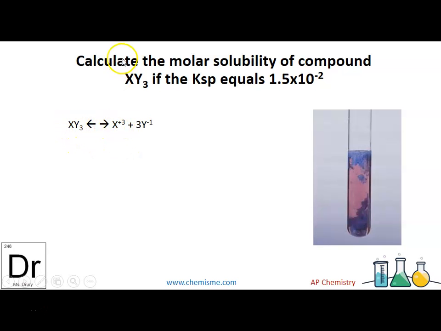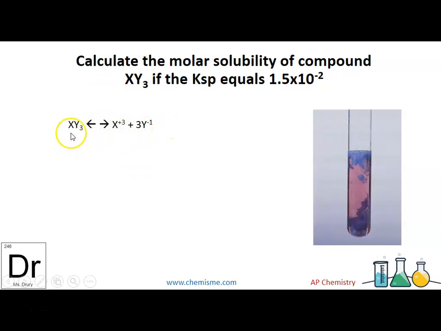XY3 will break into X ions and Y ions. I can tell that X is probably plus 3 because there are 3 Ys here, and each Y might be minus 1. It wouldn't be the end of the day if you wrote something like 3 Ys at minus 2 and X at plus 6. But what are the chances that something is plus 6? Anyway, just use your reasoning for charges here.